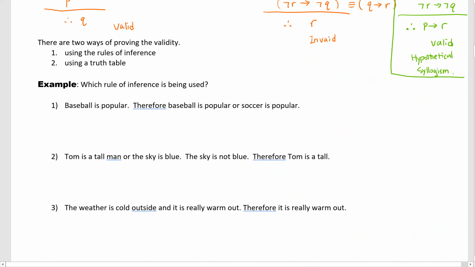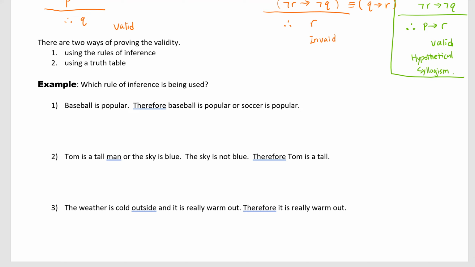There are 2 ways of proving the validity. First, using the rules of inference, like what we did. Put it into lines and then use different rules of inference, and also mention the names when you use them. And second, use a truth table. So let's look at the following examples. Which rule of inference is being used?